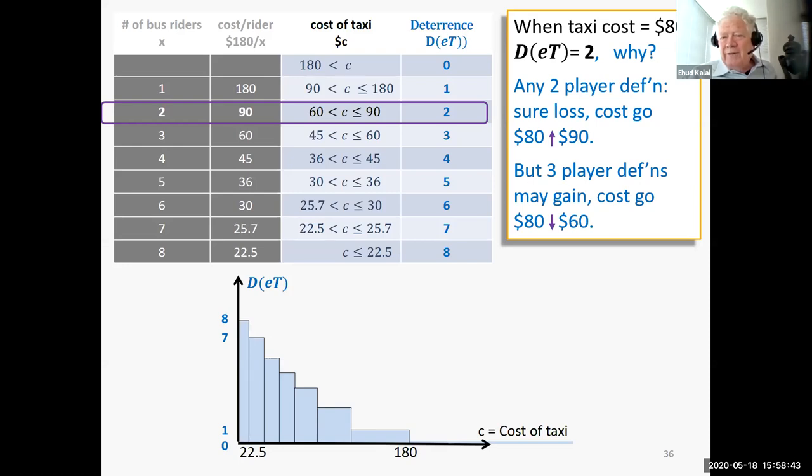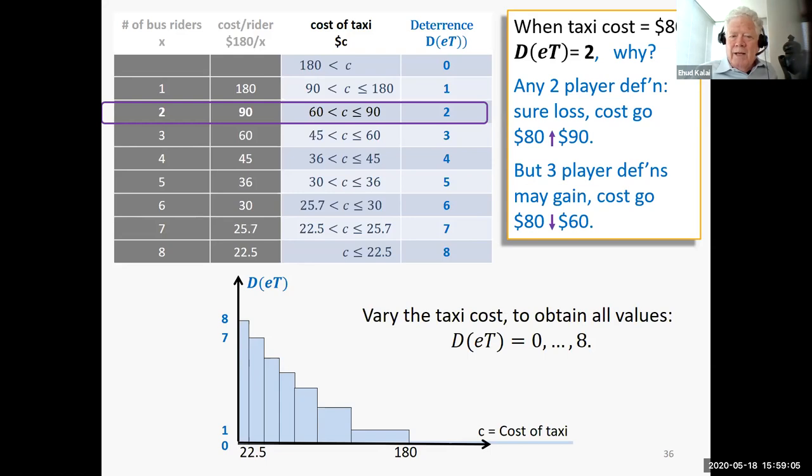But three-player defection, I'll bring in Auman because he's on my screen. So if Sylvain, Bob, Auman, and I decide to go on the bus, now there is a Pareto improvement because now we would each pay $60. So we deter two-player defection, but all-taxi does not deter three-player defection. So that's why I say that it's two. And you can see in the right-hand side column that if we vary the cost of the taxi, we get all defection levels.